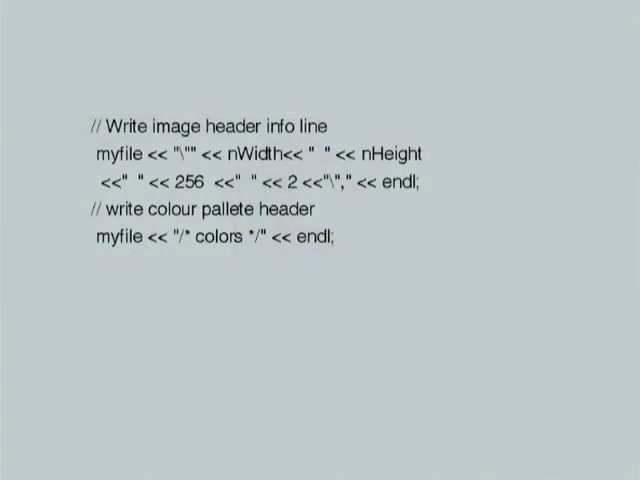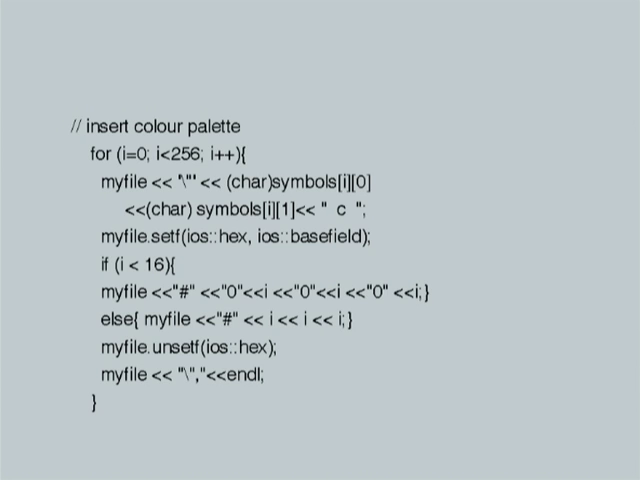So this will create the next line. Now I want to write the color palette, so I write a header. Again, another comment: slash star colors star slash. Now I am inserting the color palette. So you can see how the color palette is being inserted.